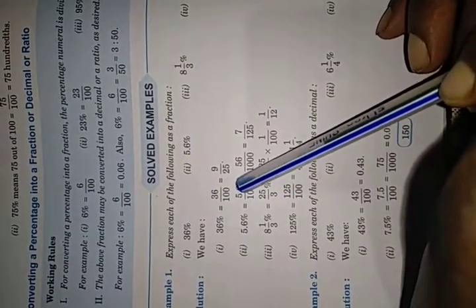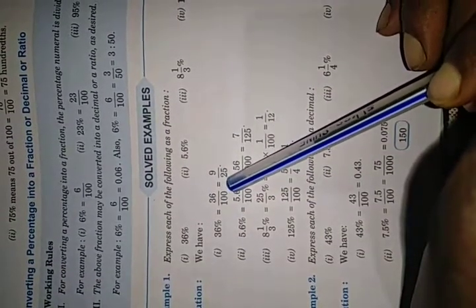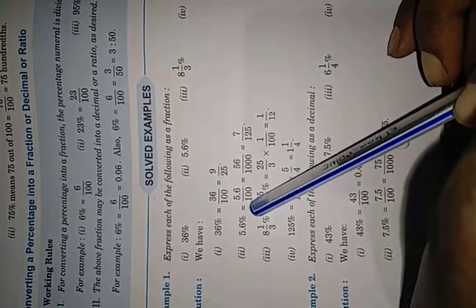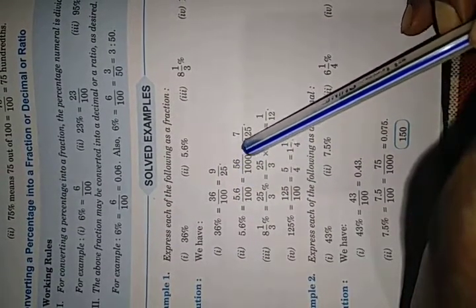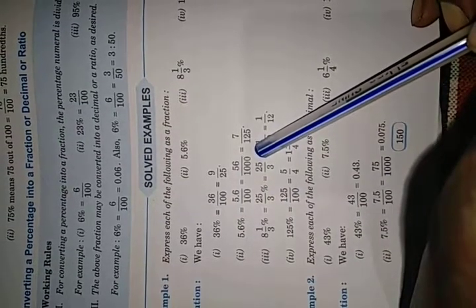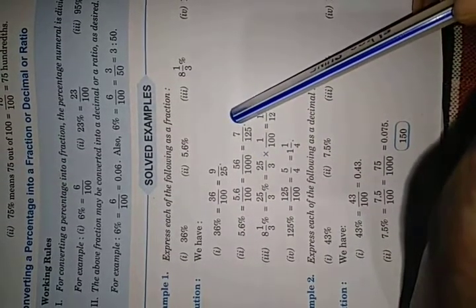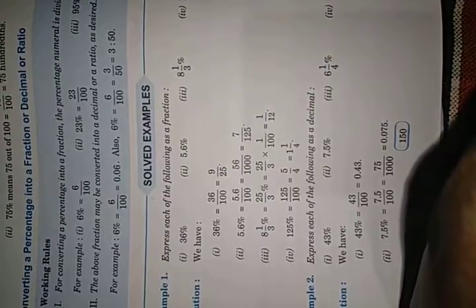Express the following as fraction. 36%, 36 by 100. By simplifying we get 9 by 25. 5.6%, 5.6 by 100 is equal to 56 by 1000. And we simplify it and get 7 by 125.